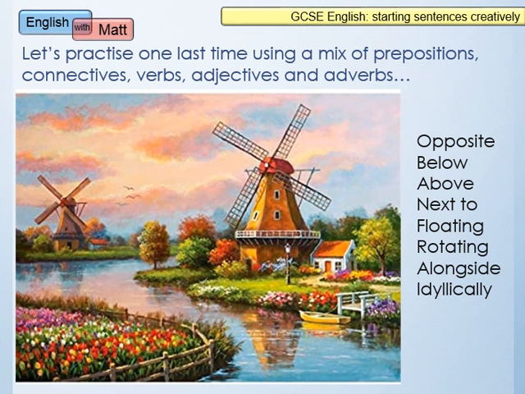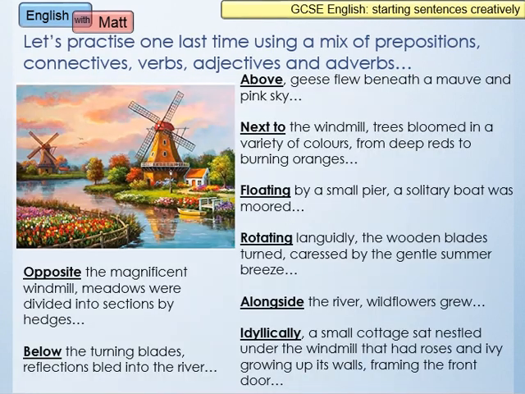So we have opposite, below, above, next to, floating, rotating, alongside, and idyllically. And we're going to try and use each of those words to begin 7 different sentences. You can pause the video now and have a go yourself, or you can simply continue watching and I can give you some examples. So here we have our examples using each of those words from the previous slide to begin.